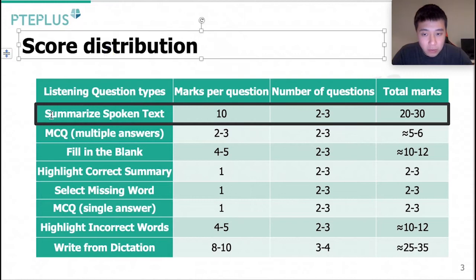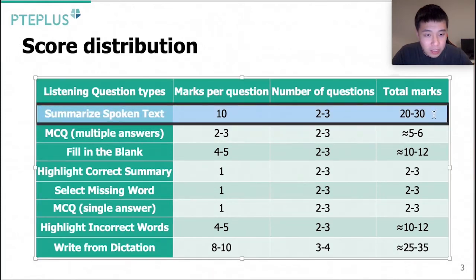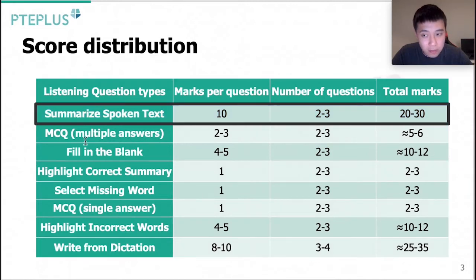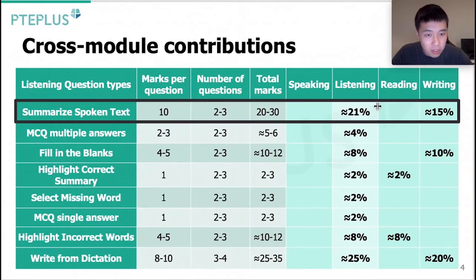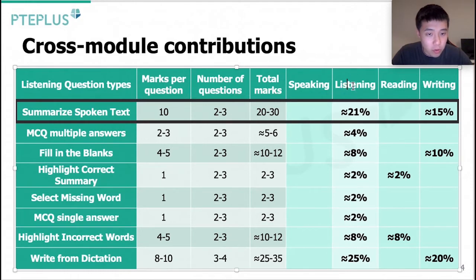And then let's have a look at this scoring contribution table. Now, summarized spoken text, it's one of the most important question types in the listening section. That is partially because it contributes to both your listening and your writing scores for a considerable amount, right? 21% and 15%. So together with write from dictation, those two are the most important questions in the listening section.